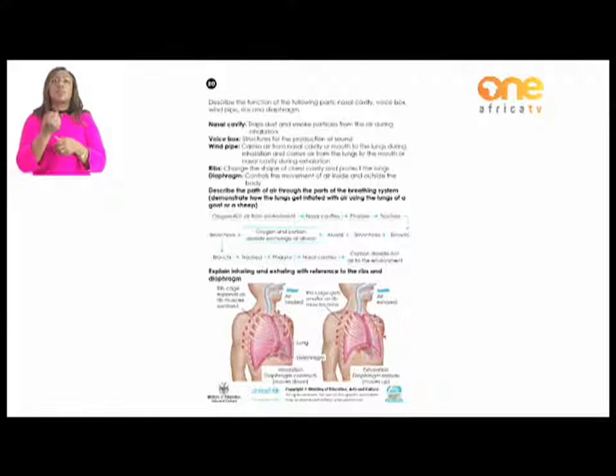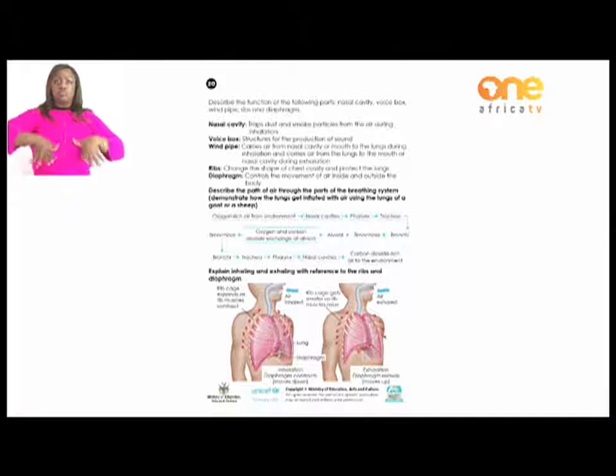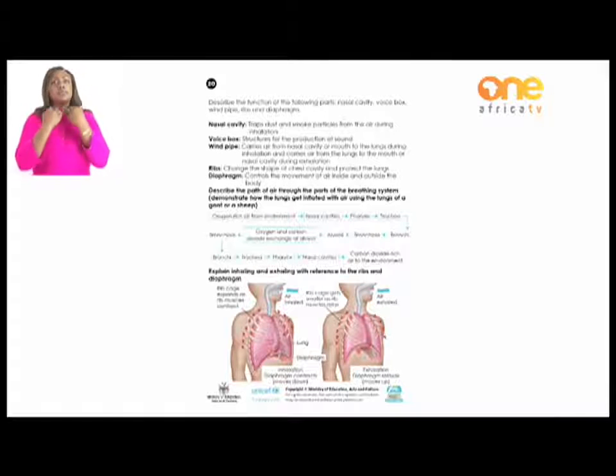We have the windpipe. As it says, we have the word wind, okay, and we have the word pipe. These two words join together and then have the function of carrying air from the nasal cavity or carrying air from the mouth to the lungs during the inhalation process, and also carry air from the lungs to the mouth or the nose during the exhalation process. Okay? We are saying that it has two jobs. It actually has one function, but it works in two ways.